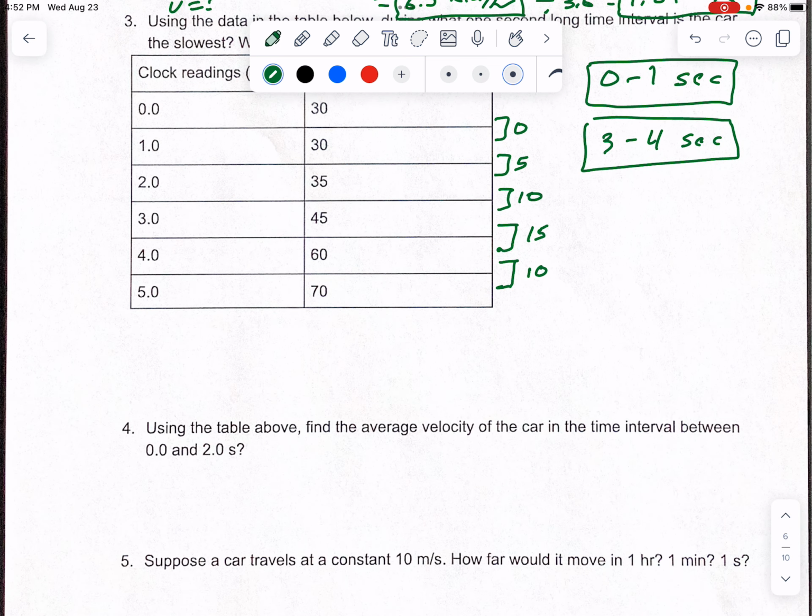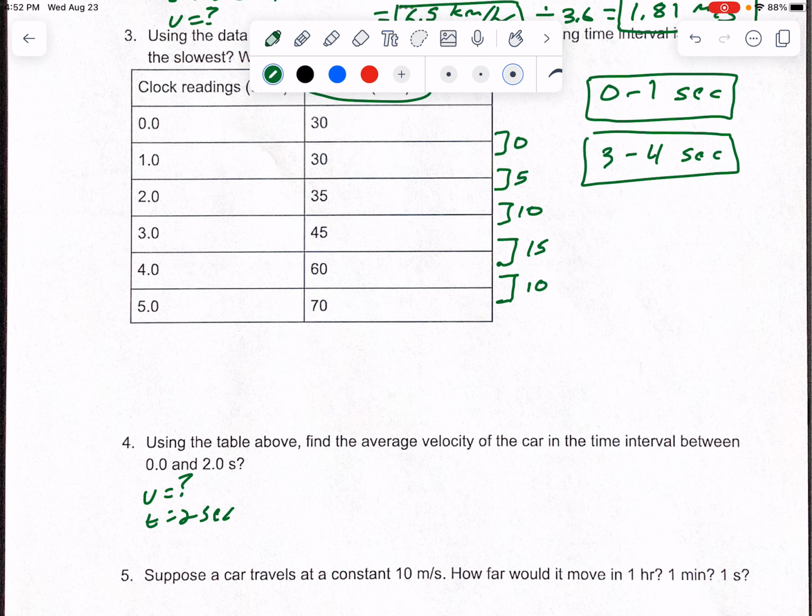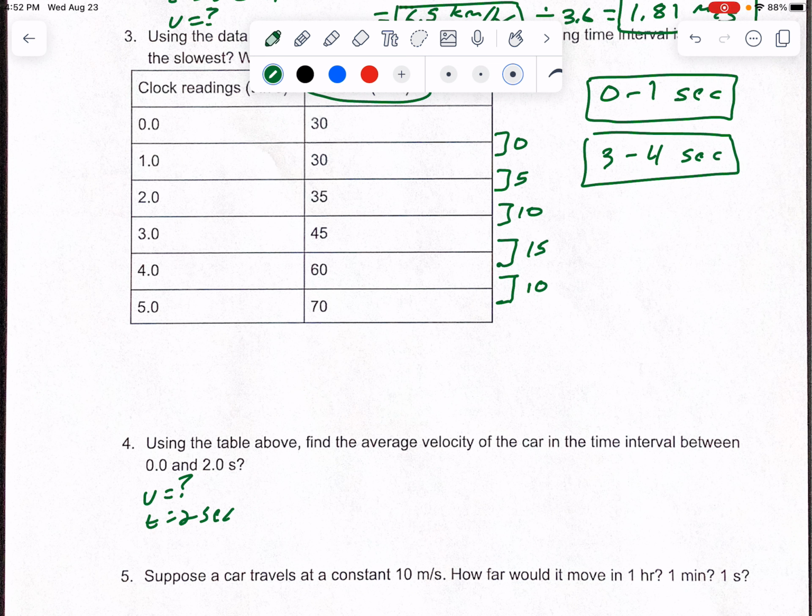Now, number 4 says using the table above, find the average velocity of the car. So I'm looking for velocity. In the time interval between 0 and 2 seconds, I know my time is going to be 2 seconds because from 0 to 2 is 2. And I want to know how far did I get in that 2 seconds. So what is my displacement?